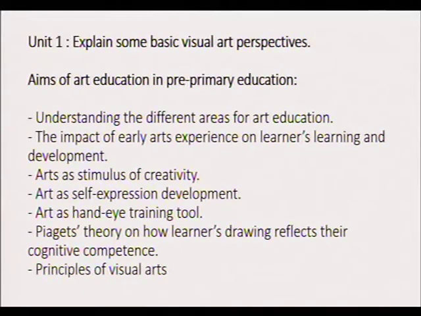Under this unit, we are going to look at understanding the different areas of art education. In this understanding, we are looking at the different disciplines of art. That includes visual arts, dancing, appreciation of arts, drama, that is acting, music, that is to do with movements, singing, that is to do with vocals and all that. We are looking at the different disciplines of art education.